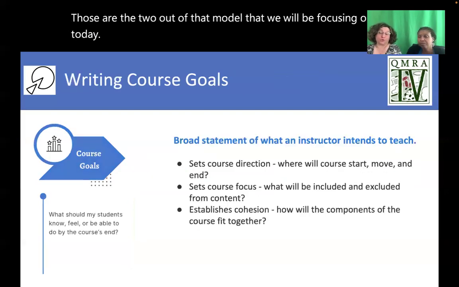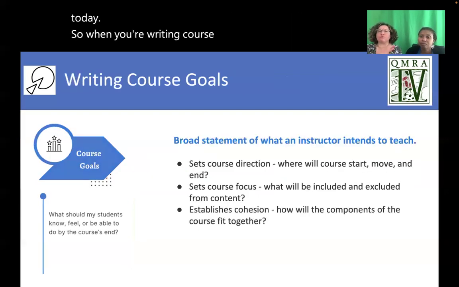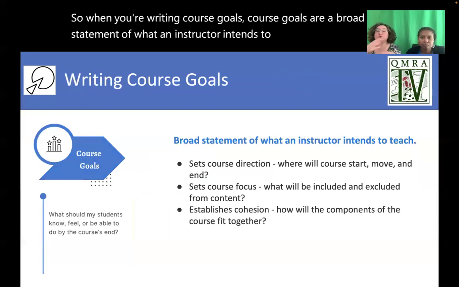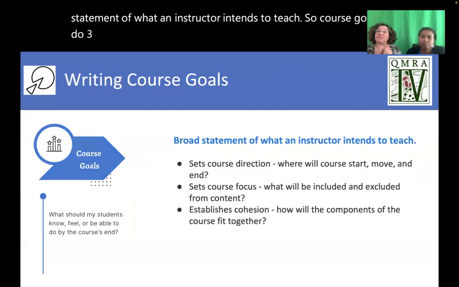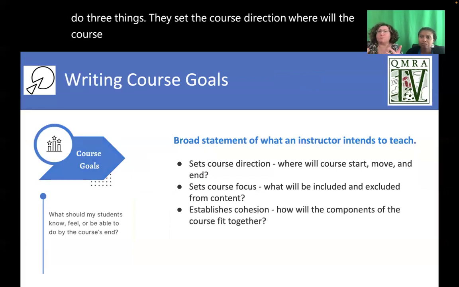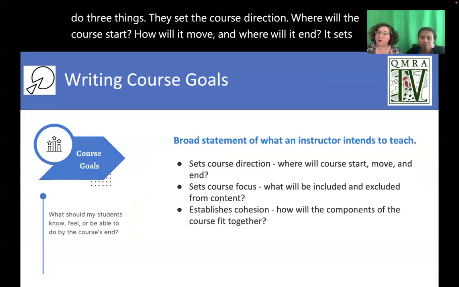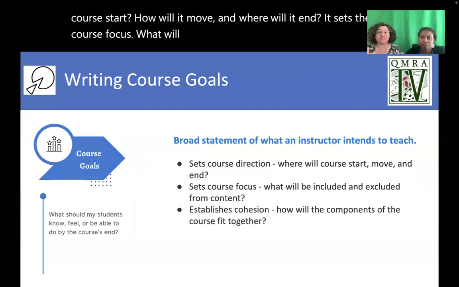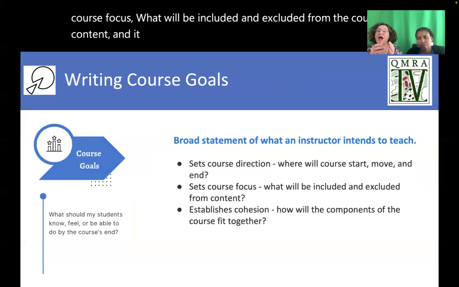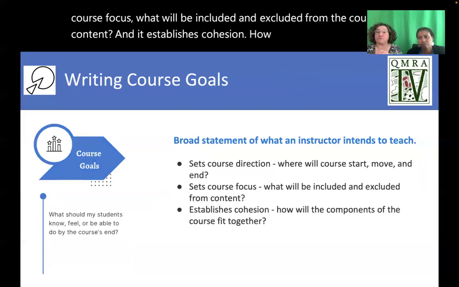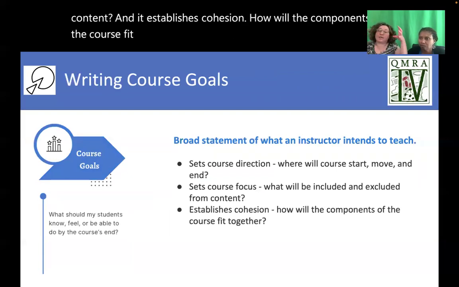So when you're writing, course goals are a broad statement of what an instructor intends to teach. Course goals do 3 things. They set the course direction. Where will the course start? How will it move? And where will it end? It sets the course focus. What will be included and excluded from the course content? And it establishes cohesion. How will the components of the course fit together into a cohesive whole that makes sense for our students?